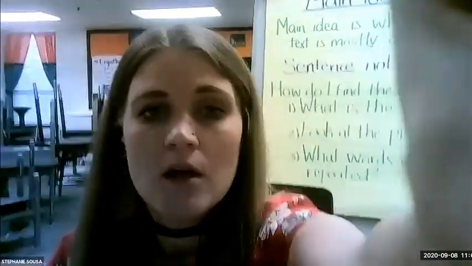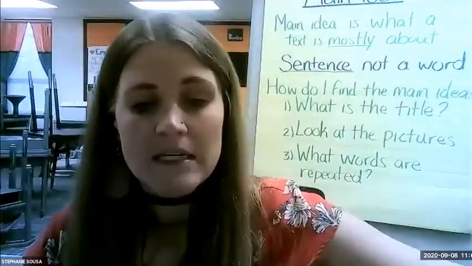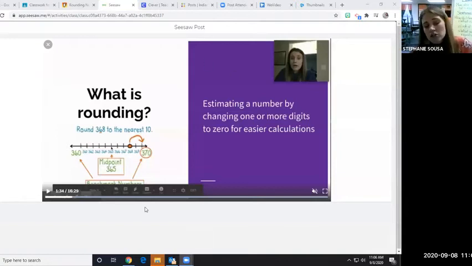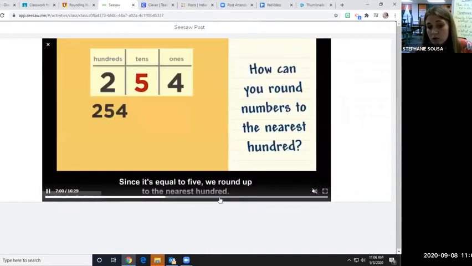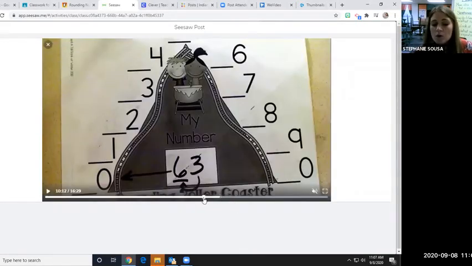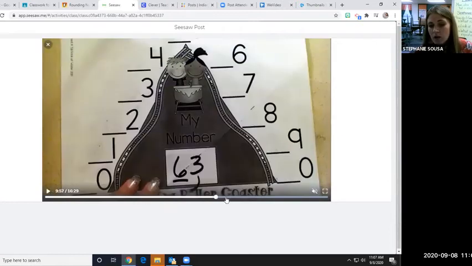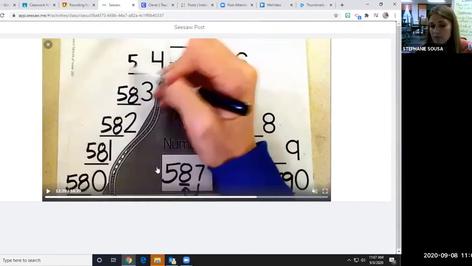All right. So, rounding. You have seen a rounding roller coaster. The fantastic thing about Seesaw is that you have this to watch anytime that you'd like, and you don't even have to listen to all of me, so you can just click through to the part that you need. So if you get stuck and you forget how to do a rounding roller coaster, go watch the video and follow through with me step by step. Just use the number that you've been given.